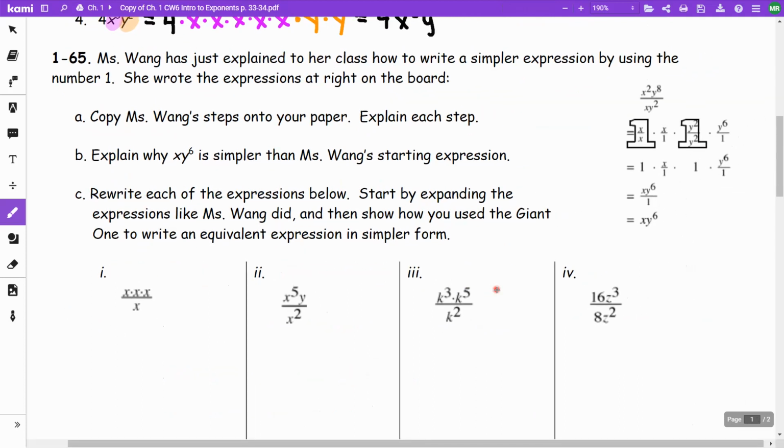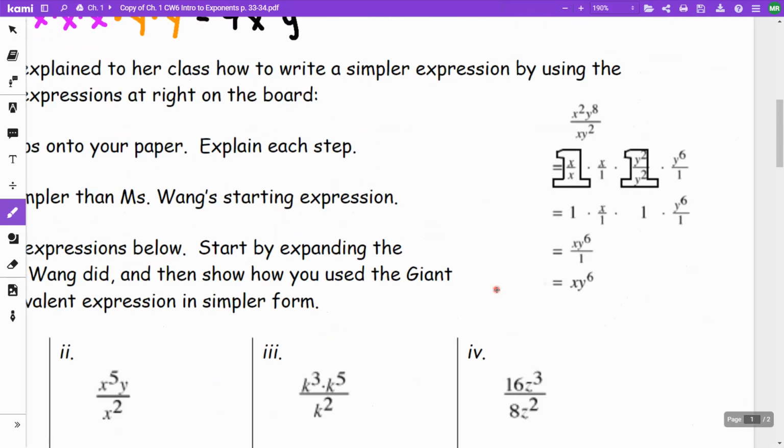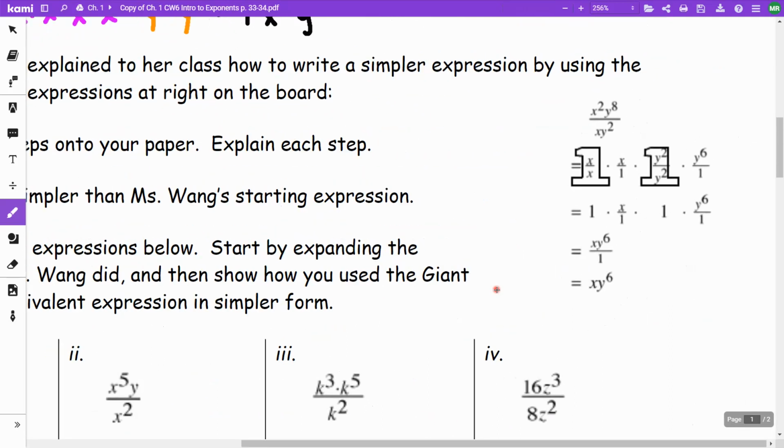1-65. Miss Wang had just explained to her class how to write a simpler expression by using the number 1. She wrote the expressions at the right on the board. And they want us to take a look and explain what happens, and we're going to do the same on ours. Now, I don't need you to necessarily write out the big one, okay? But if I was to just redo her problem here, we have an x to the 2nd, y to the 8th over an x and a y to the 2nd. What she did was she tried to get some like things here, okay?